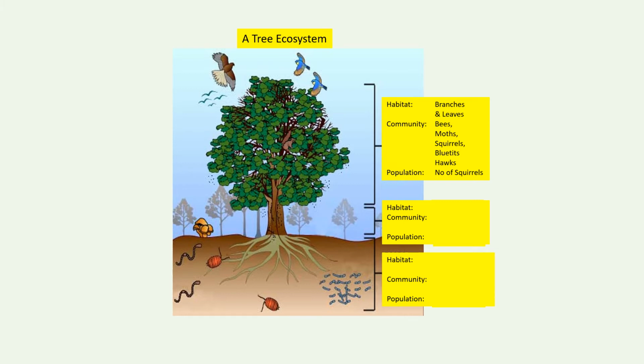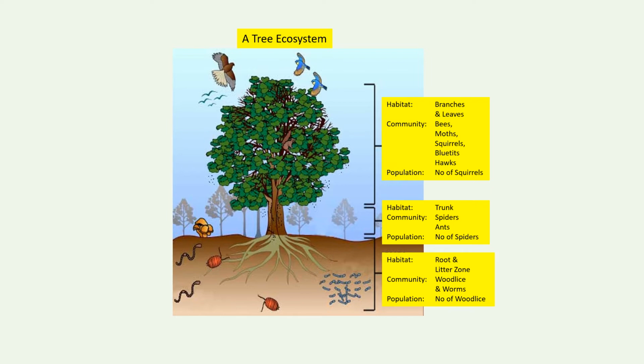For the middle of the tree, the habitat would be the trunk. The community could be spiders and ants, and the population example could be the number of ants or the number of spiders. For the bottom of the tree, the habitat would be the root and litter zone. The community could be wood lice and worms, and the population might be the number of wood lice, for example.